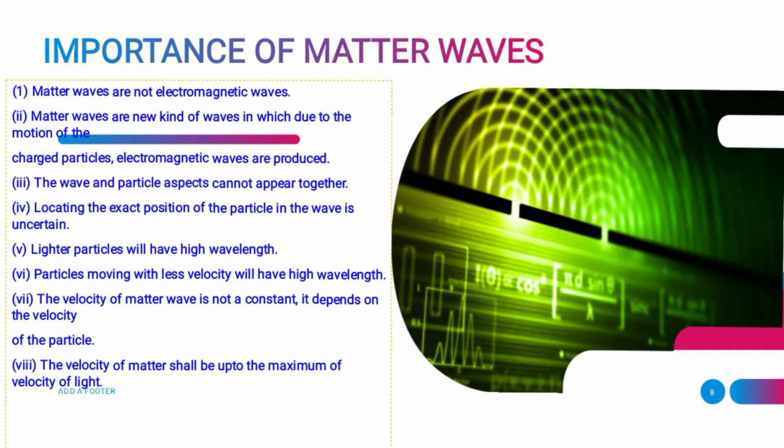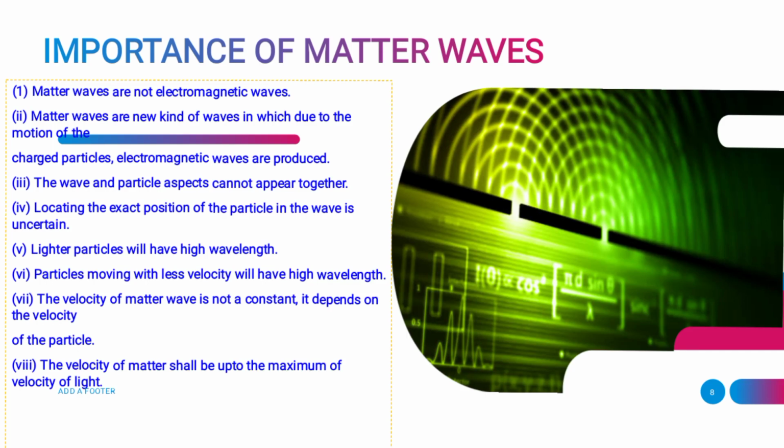They are not electromagnetic waves. Electromagnetic waves have a source, while matter waves are not emitted from any source connected to the matter around us. Electromagnetic waves have a larger wavelength and can travel in vacuum. Matter waves have a small wavelength and can't travel in vacuum. Matter waves are a new kind of waves, whereas electromagnetic waves are produced due to the motion of charged particles.